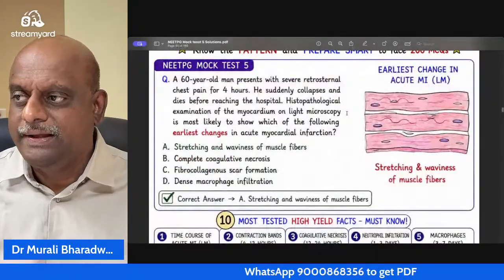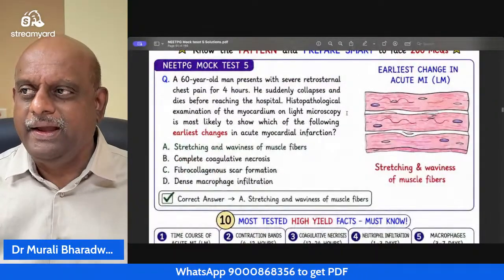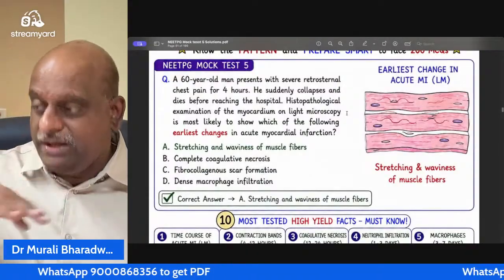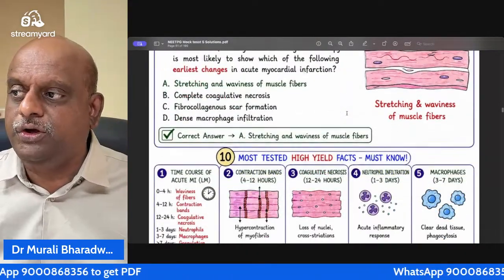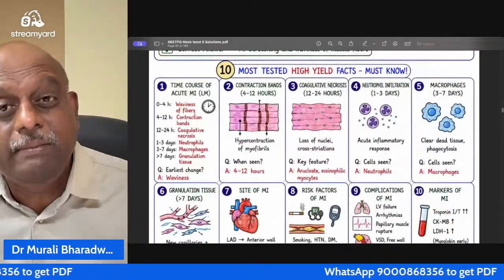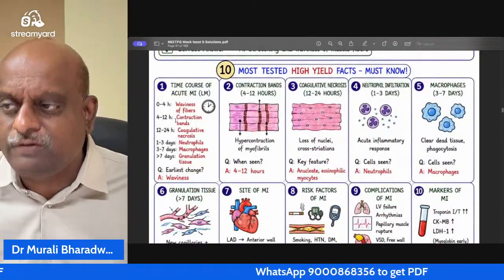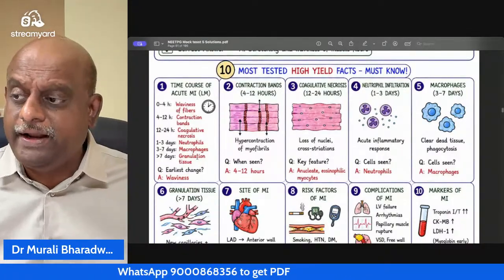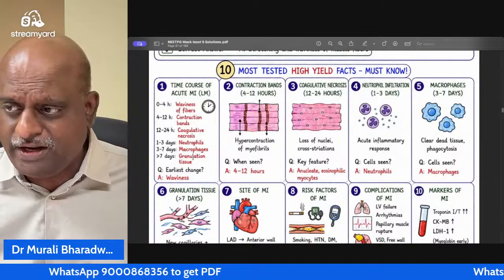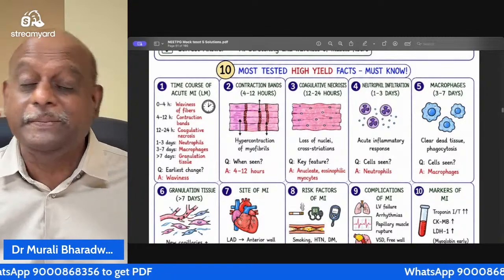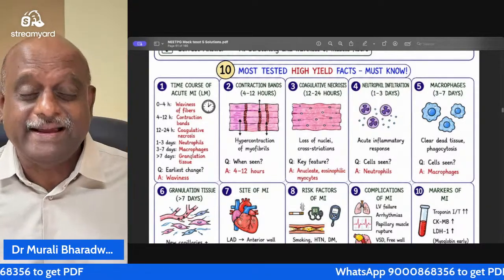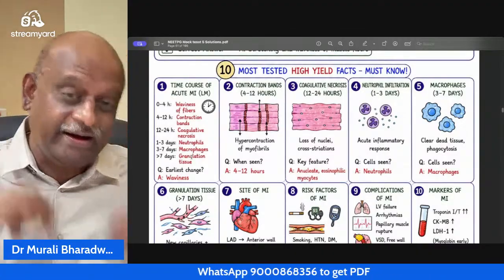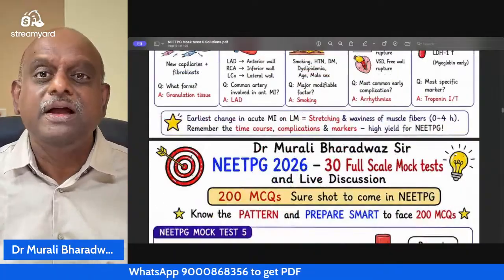A 60-year-old, chest pain, MI. What is the first change to happen in myocardial infarction? Stretching and waviness of muscle fibers. So you need to know waviness of fiber 0 to 4 hours, contraction bands 4 to 12 hours, coagulative necrosis 12 to 24 hours, neutrophilic migration 1 to 3 days, macrophages 3 to 7 days, granulation tissue more than 7 days. Oh my God. Who said cracking NEET PG requires brains? It does not require brain, doctor. It requires spinal cord and cauda equina.